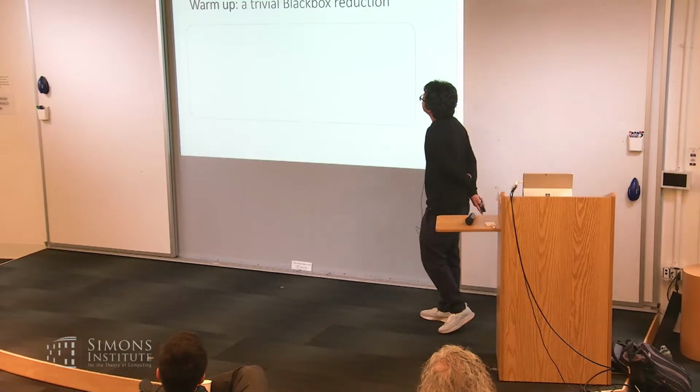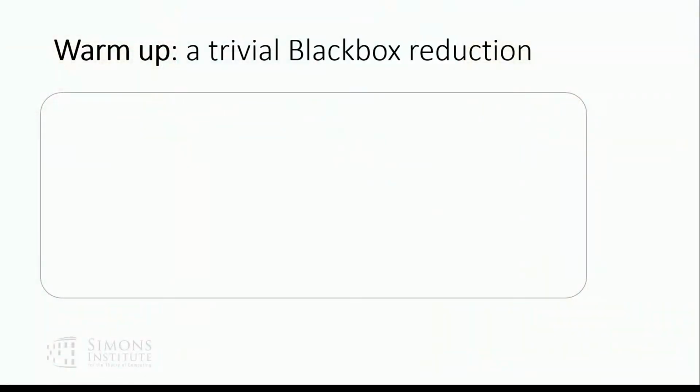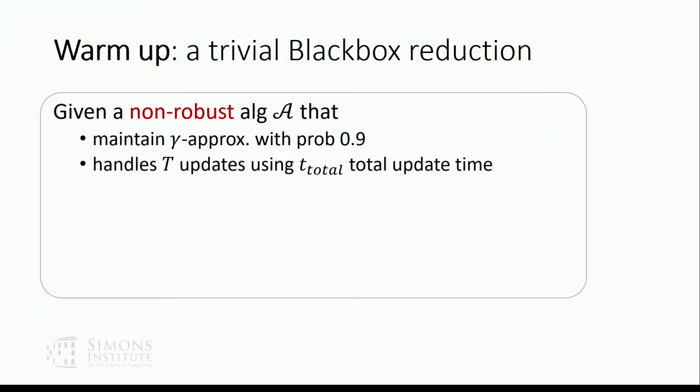Okay. So let's see at least one simple black box transformation. Suppose that you have a non-robust algorithm A, such that it maintains a gamma approximation of some function. And this is correct throughout the whole sequence of T updates with probability 0.9. And let's say that it can handle this sequence of T many updates using T total update time. Well, how to get a robust one?